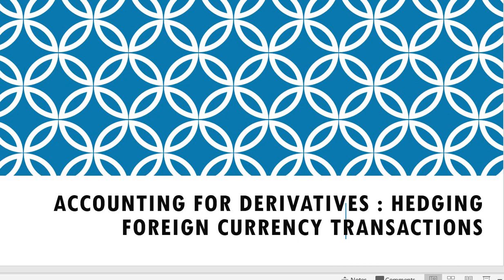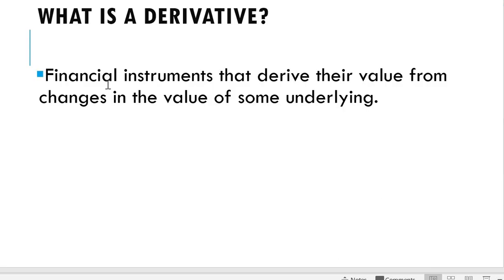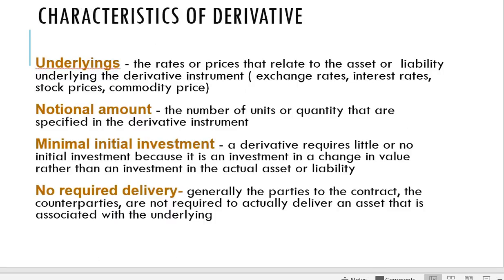Let's start our discussion with a definition of a derivative. So what is a derivative? Derivatives are financial instruments that derive their value from the changes in the value of some underlying. So what is an underlying? These are the rates or prices that relate to the asset or liability underlying the derivative instrument. Examples of underlying are exchange rates, interest rates, stock prices, and commodity prices.